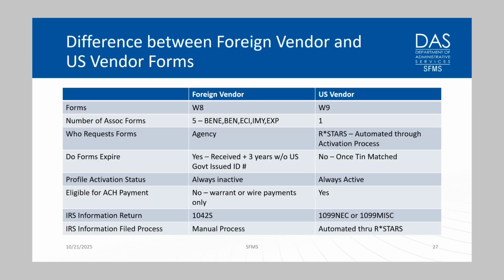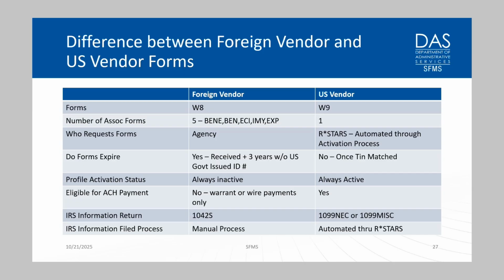Who requests the forms? Right now, if you enter a vendor into R*STARS and we haven't already received a W-9 from the agency, once it's activated we send one out. It's an automated activation through the activation process. For the W-8, the agency needs to request these forms. It's not automated at all. There's nothing in the system that says, this is a foreign vendor, we need to send them a form. We need to have it requested by the agency so they have it in hand to send to us to finish the process.